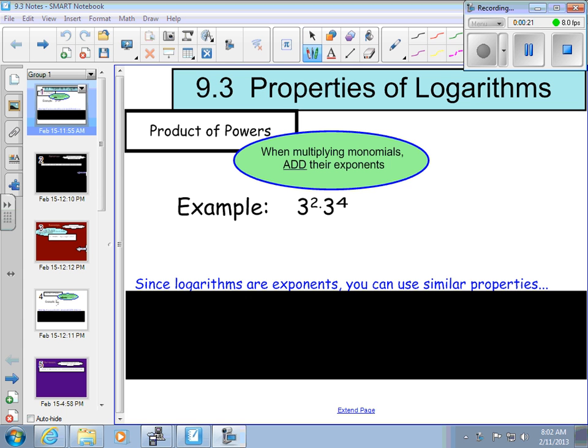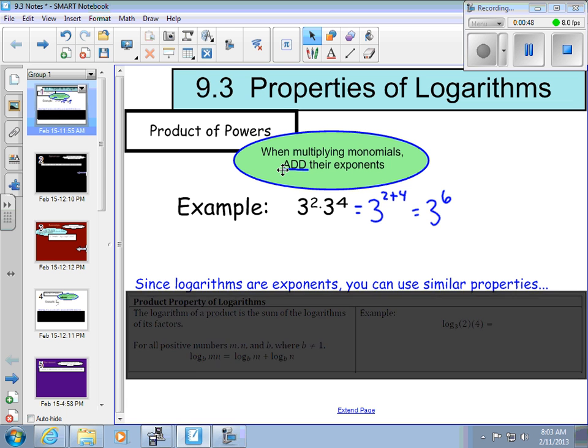This first example is going back a couple chapters. If we have 3 squared times 3 to the 4th power, the base number is the same. We know that we add exponents in this case to figure out the answer. So we'd have 3 to the 2 plus 4 power, which is the same as 3 to the 6th power. So multiplication turns into adding for the exponents.